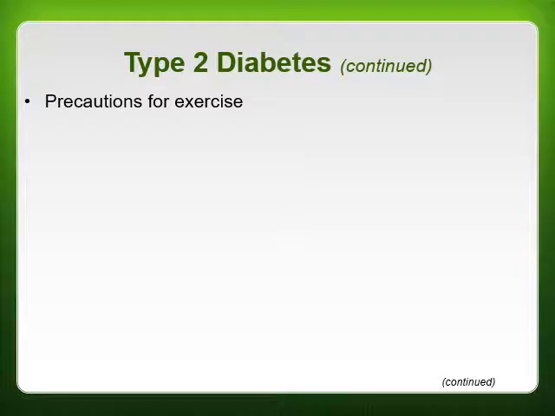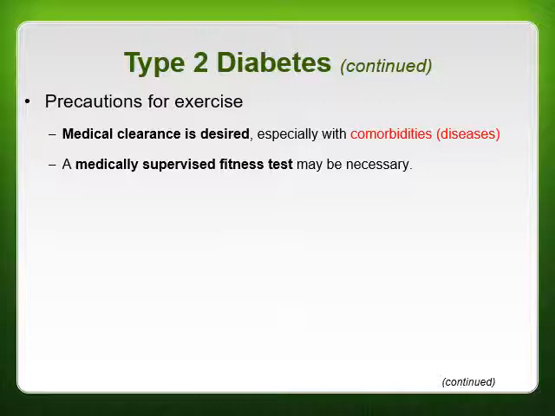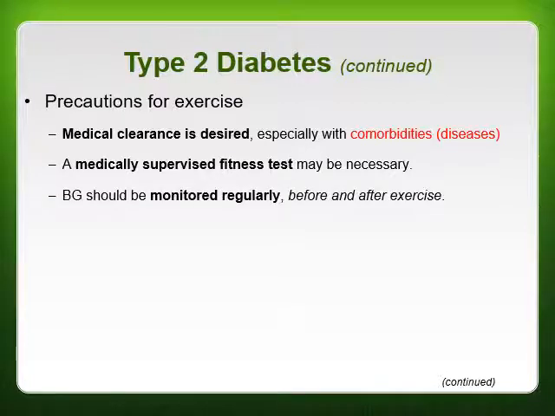Now, those are the recommendations. There are some precautions. Someone with type 2 diabetes, if they have other diseases, that word again, comorbidities, they're probably going to need a medical clearance. Also, they might want to get a medically supervised fitness test. So that's a little bit beyond our scope. We need a doctor to sign off and make sure they're ready for everything that we've got coming their way.